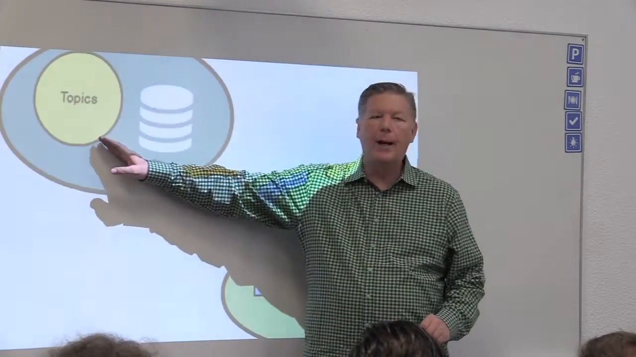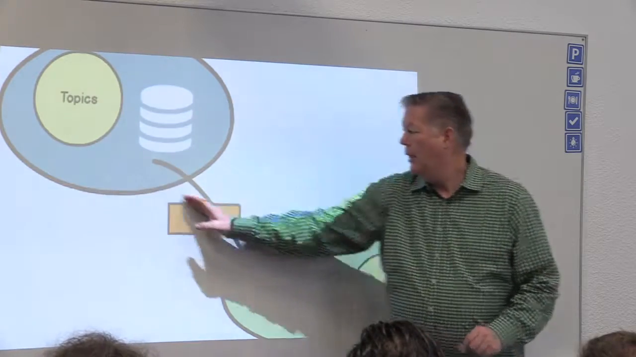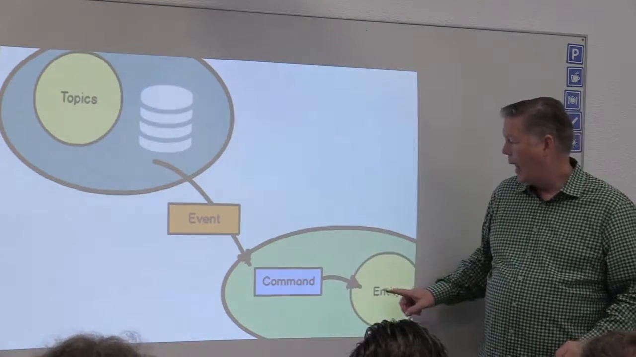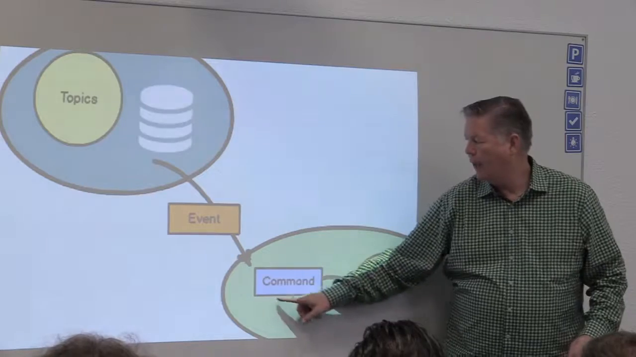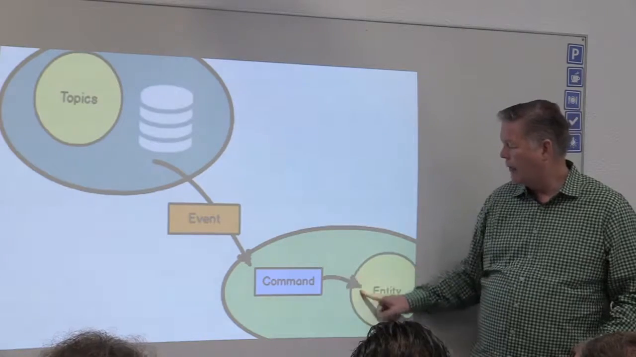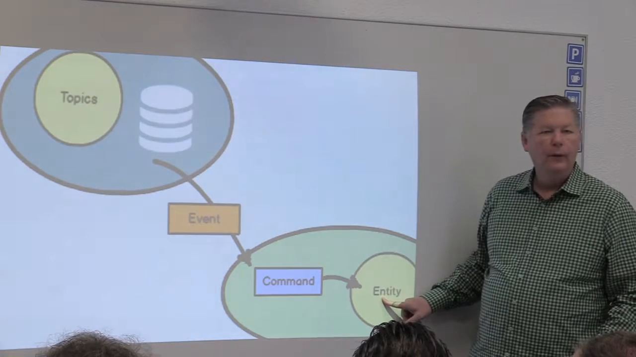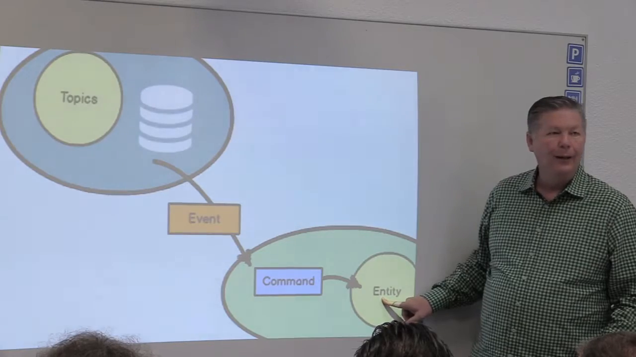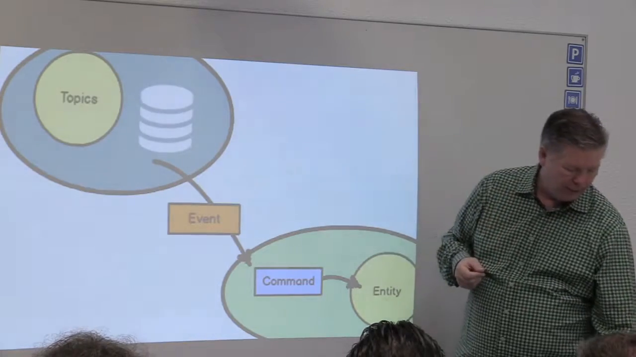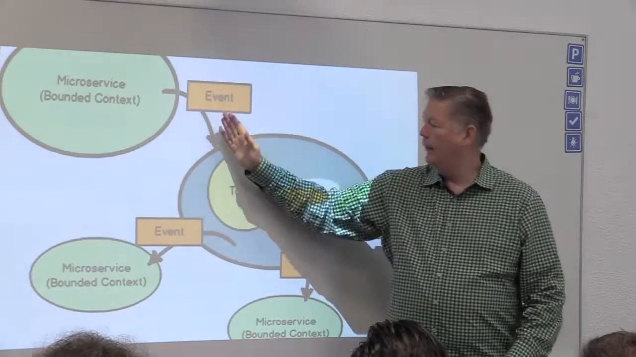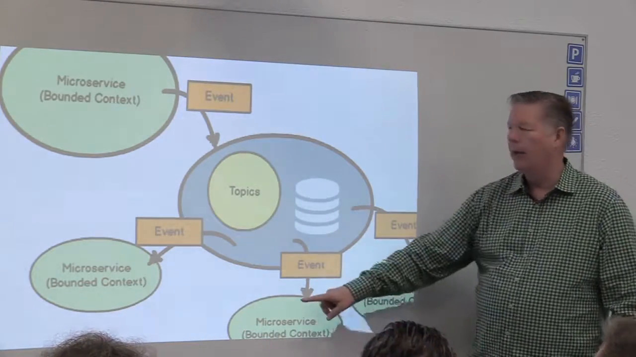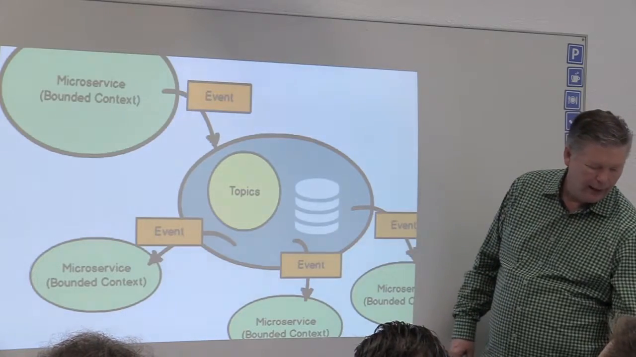Now, once the events are in the topic, then those events can be delivered to other bounded contexts, and the event is then translated to a command in the other bounded context, and that command is issued on an entity, and you see the round trip now, right? It just keeps happening across bounded contexts. So one event in might be multiple instances of the same event out to different microservices or bounded contexts.